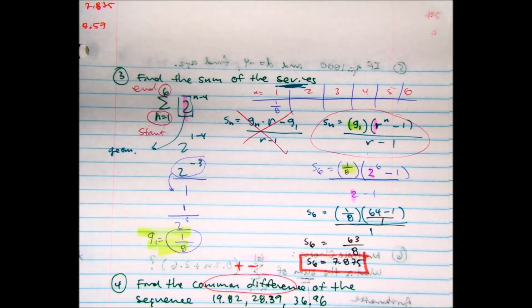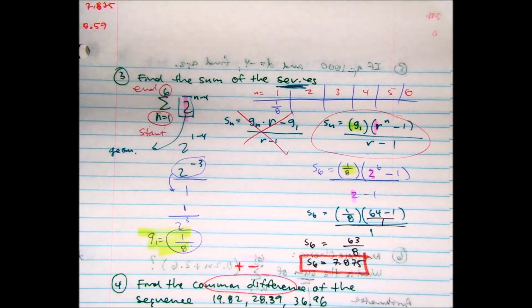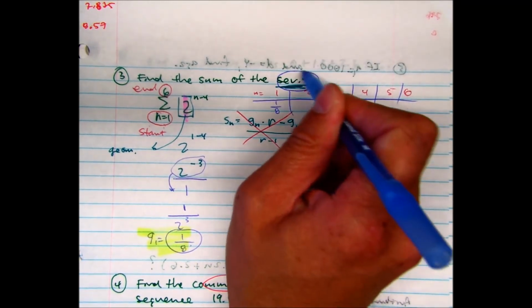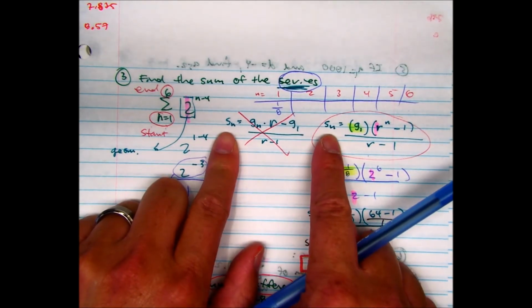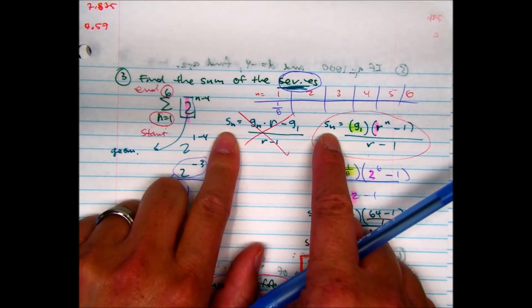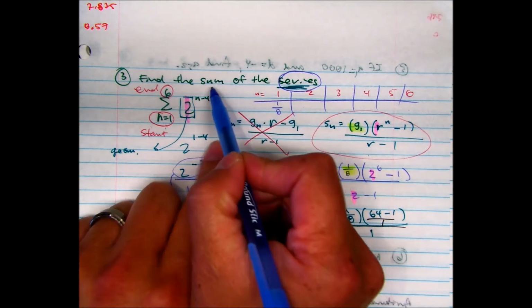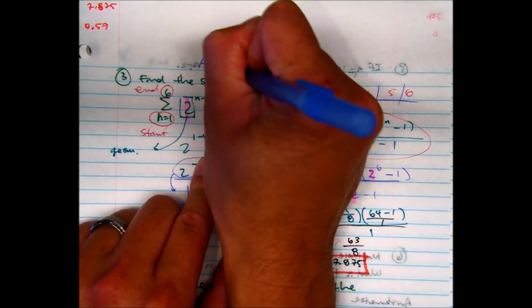Let's find the sum of the series. So here's a couple of hints. The first word I see is the word series. Series is going to have a formula with Sn. The question then is, is the sum going to be arithmetic or geometric?